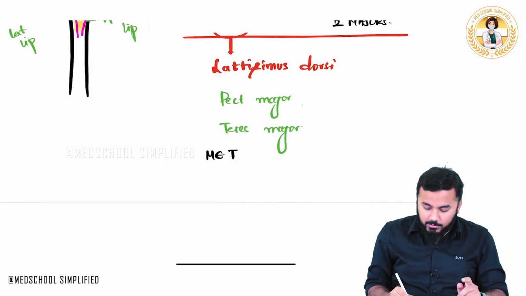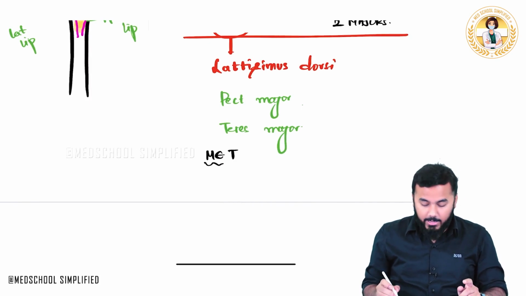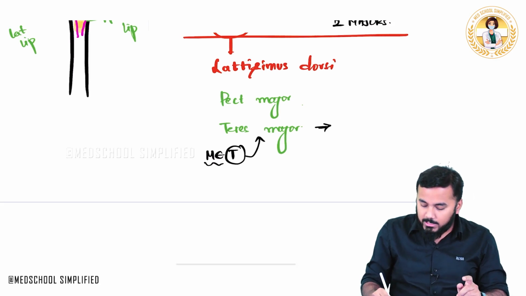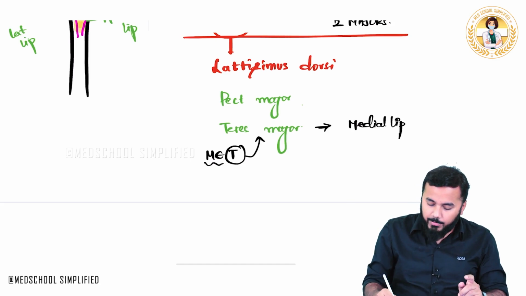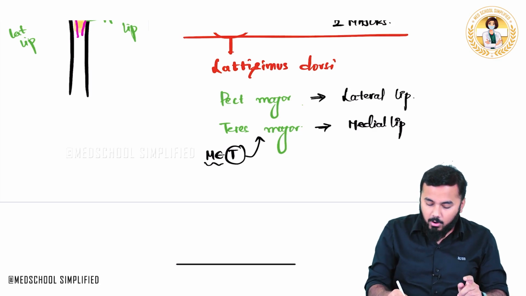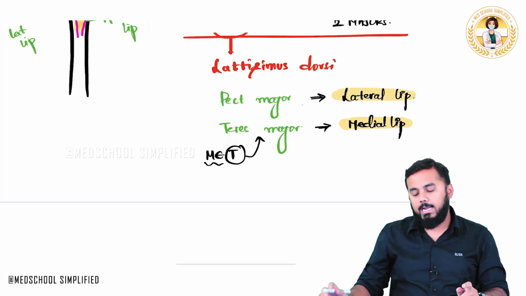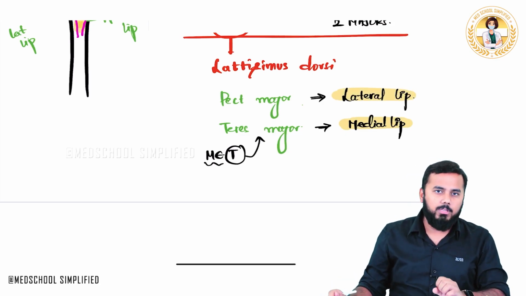I have also told you there to remember the mnemonic MET. What does ME stand for? ME stands for medial lip. Medial lip is having T. T means teres major. So teres major is present on the medial lip, whereas pectoralis major is present on the lateral lip. This is a very, very important thing you need to know.